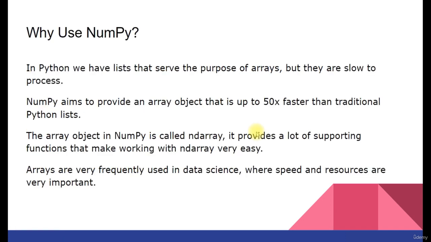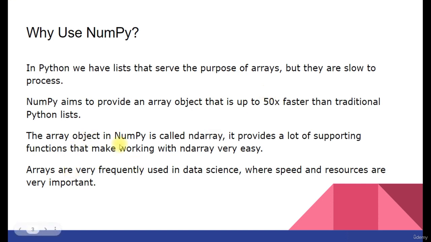So now why should we use NumPy? As a prerequisite, you already know basic Python for this course. In Python we have studied lists that serve the purpose of arrays, but lists in Python are very slow for processing. So NumPy aims to provide an array object that is up to 50 times faster than the traditional Python lists. So the key feature of NumPy is that the NumPy arrays that we work upon are 50 times faster compared to the traditional Python lists.